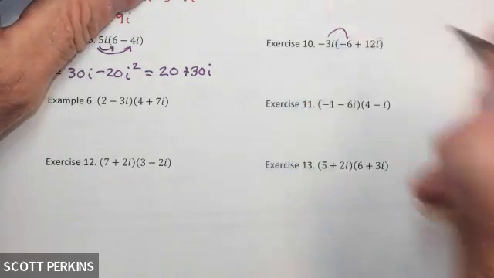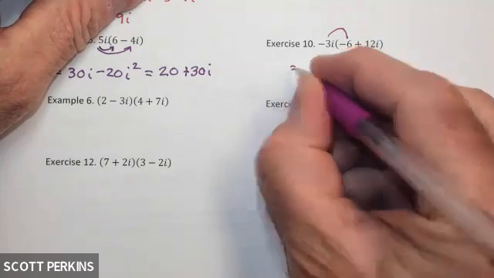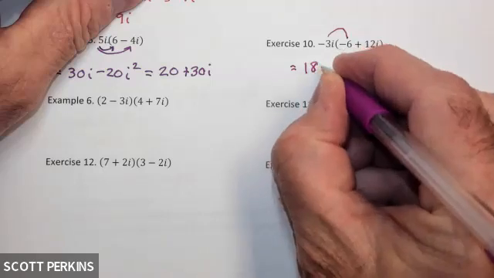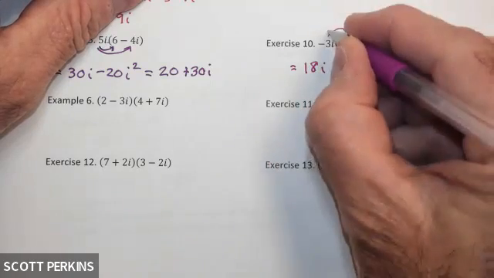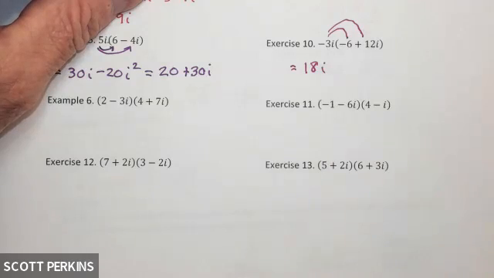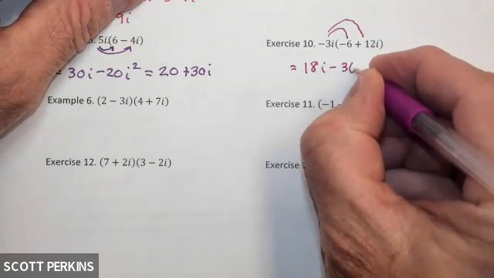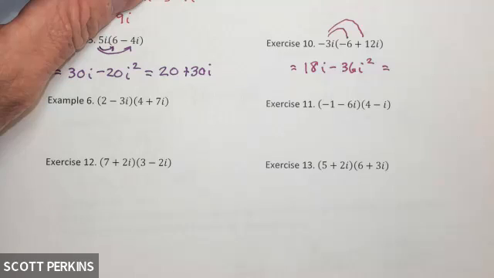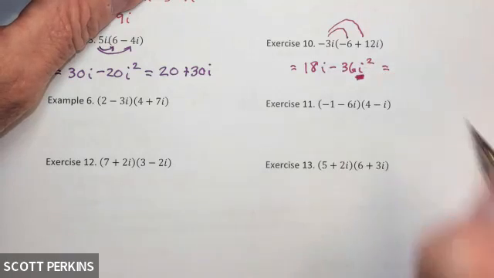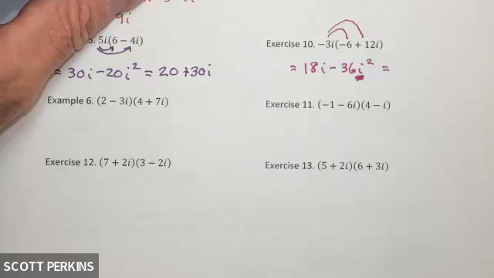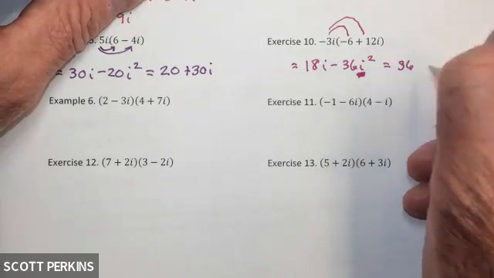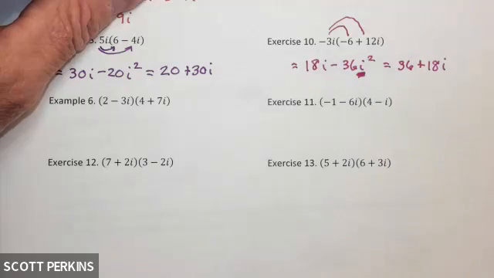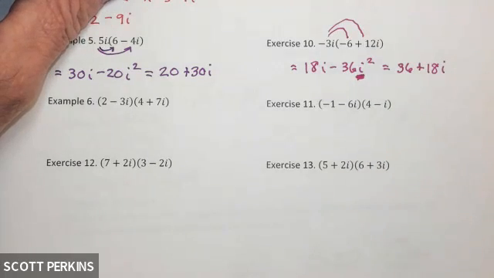So negative 3i times negative 6, a negative times a negative is a positive 18i. And then the negative 3i times the positive 12 is negative 36i squared. And then once again, i squared is defined to be negative 1. So that is negative 36 times negative 1, or positive 36, plus 18i. We good? You catching on?